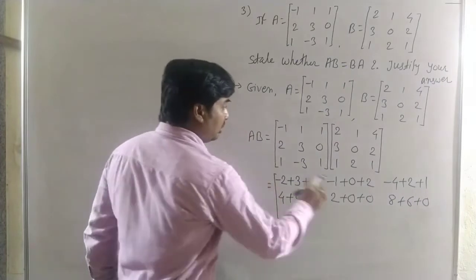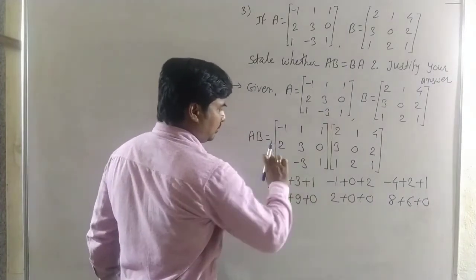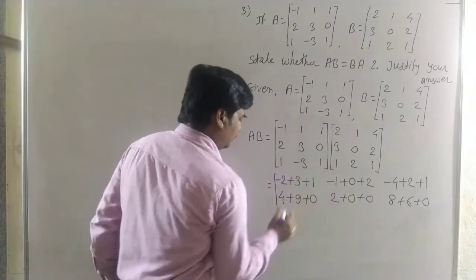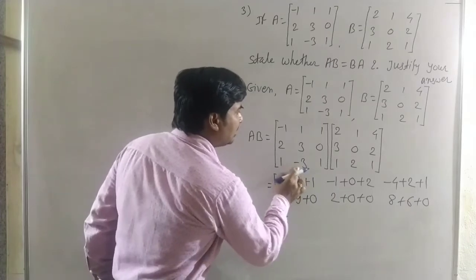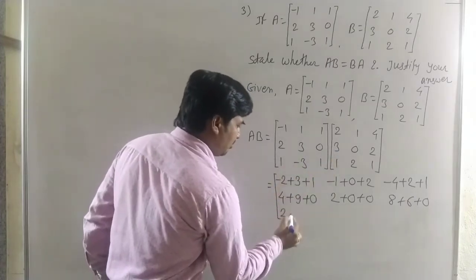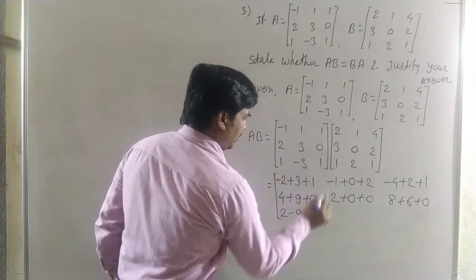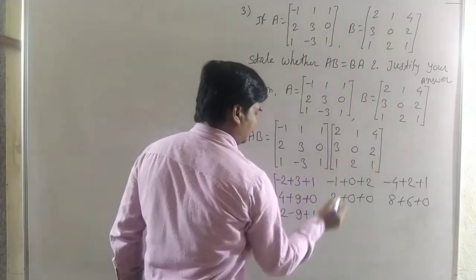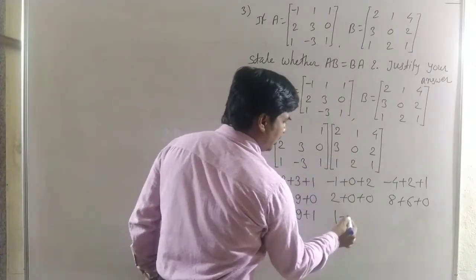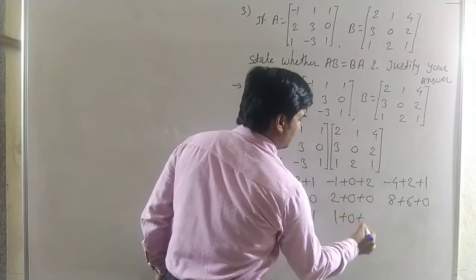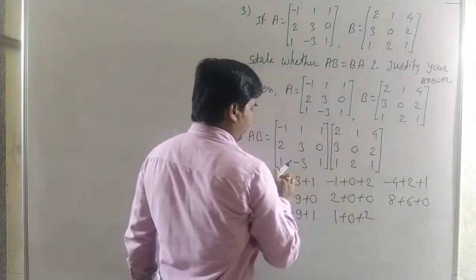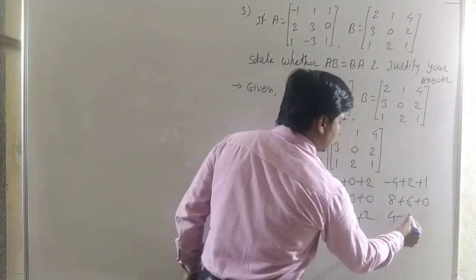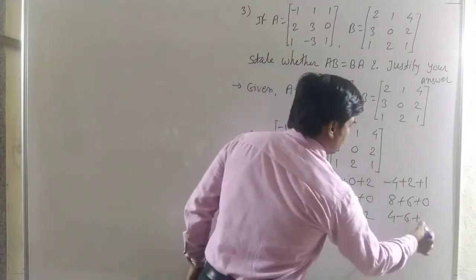Okay. Now third row first column. Now carefully, only look at the third row and first column. Third row: 1 into 2, it is a 2, minus 3 into 3, it is a minus 9, and 1 into 1, it is a plus 1. Again third row second column: 1 into 1, it is a 1, minus 3 into 0, it is a 0, and 1 into 2, it is a 2. Then third row third column: 1 into 4, it is a 4, minus 3 into 2, it is a minus 6, and 1 into 1, it is a plus 1.